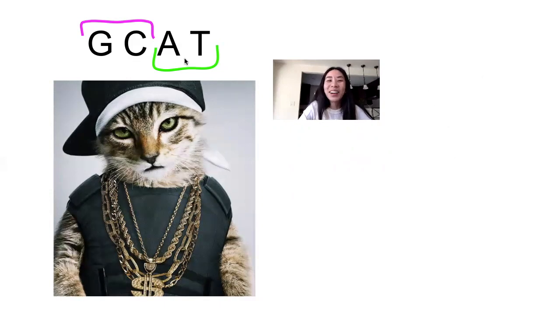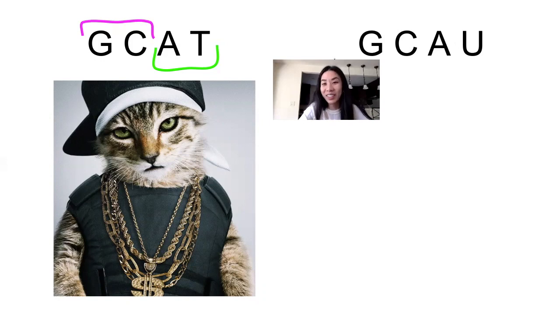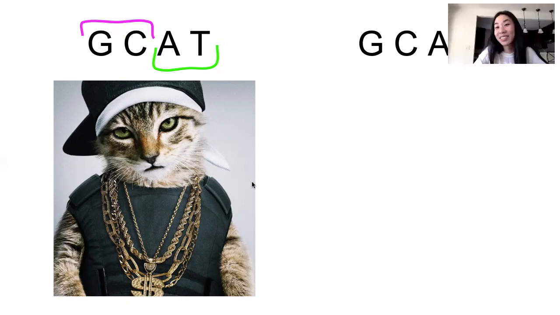But so G and C, they're next to each other. A and T, they're next to each other. All right. Now for RNA, I say it as GCAP, because instead of a T, we have a U, a uracil. So G and C pair up, A and U pair up.